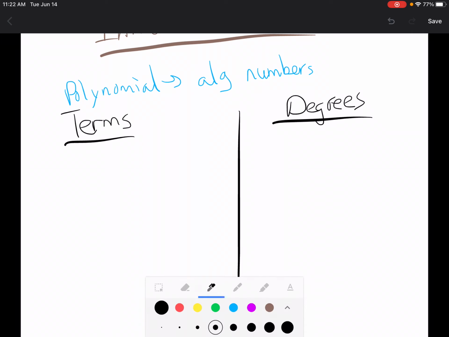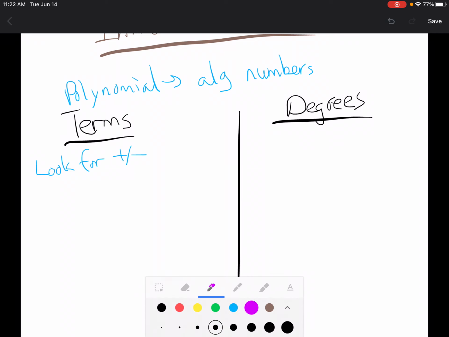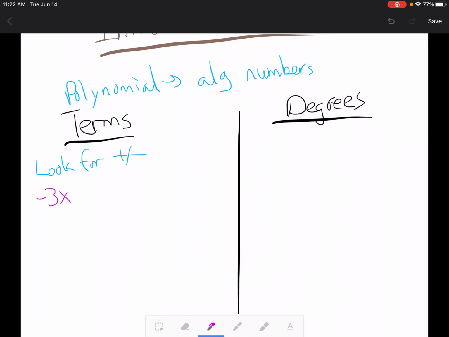So now, for a term, what we want to do is look for pluses and minuses. And that's going to create a little division within our term. So for example, I'm going to throw down some polynomials here. So let's say we have something like negative 3x. And then let's compare that to 4x squared minus 2. And then let's make one more. Let's go with x squared plus 5x plus 6. So what we're going to want to do is take a look for these plus or minus terms.